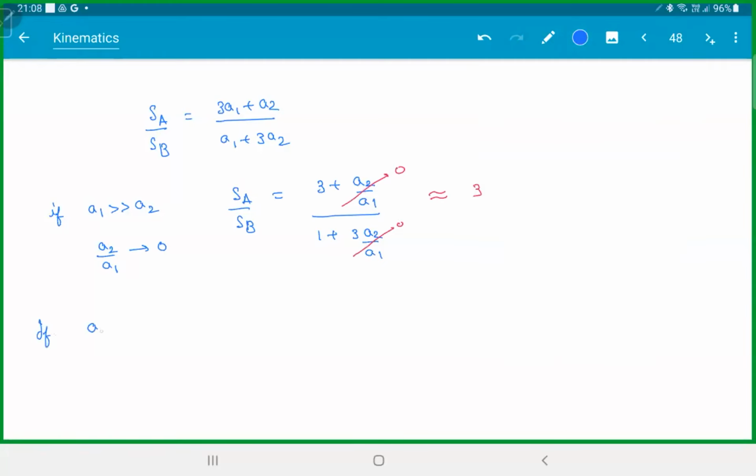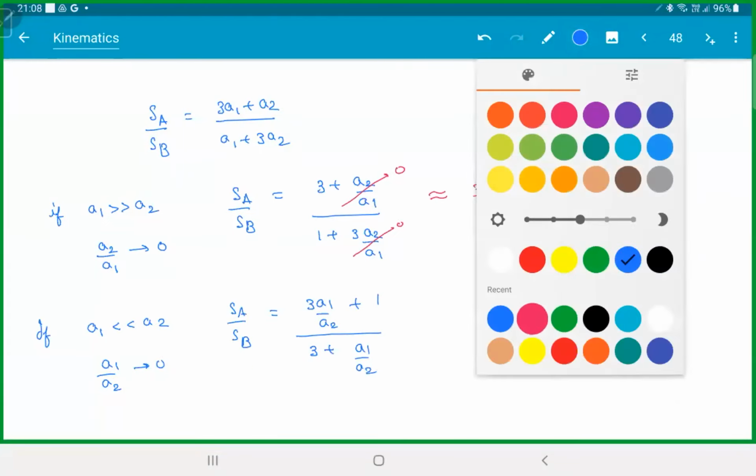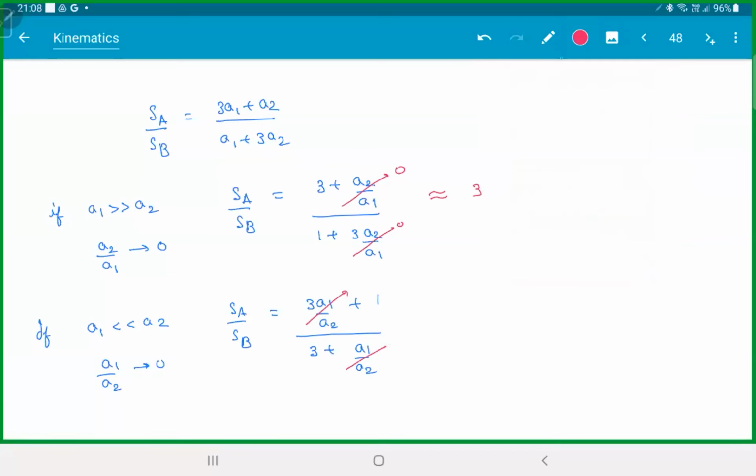Similarly, if a1 is much less than a2, the reverse, this time a1 by a2 will tend to 0. Then SA by SB you can modify as (a1 by a2 plus 1) by (3 plus a1 by a2). This term will be 0 and this term will be 0. This thing will be approximately 1 by 3. So you will never reach beyond 3 and 1 by 3. So SA by SB will always lie between 1 by 3 and 3. You can't exceed this, no matter whatever the acceleration.